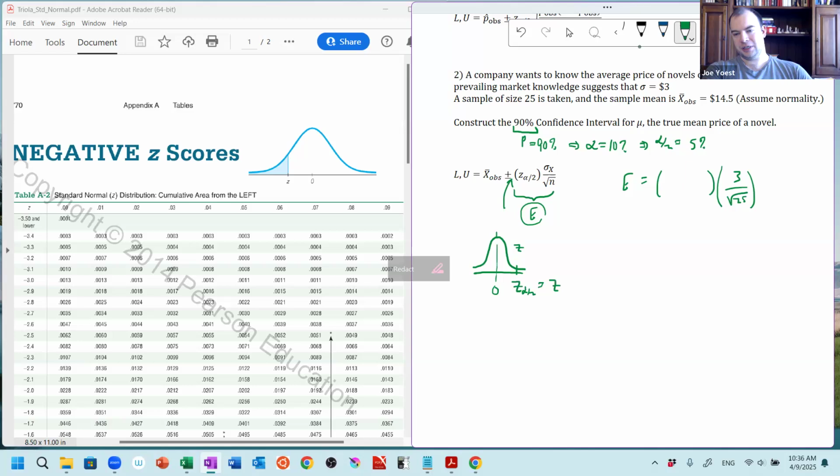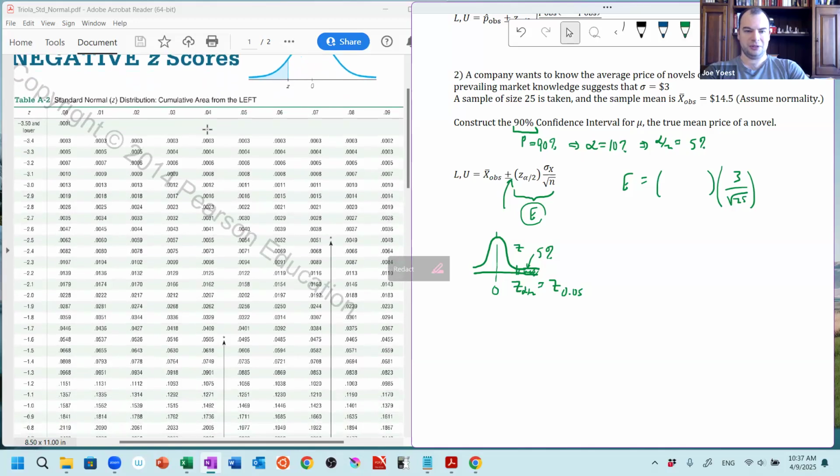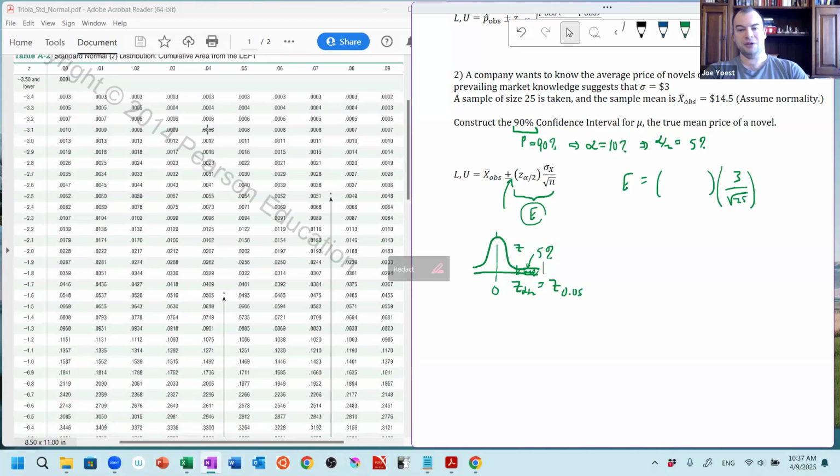Z alpha over 2, or Z 0.05, is the Z index with 5% area to the right of it. And as we said before, it's usually easier to use symmetry here, find 5% area to the left. That'll give me a negative Z index, then just switch it to a positive. So using symmetry is usually the way to go here, I think. Although if you wanted to think of this as the 95th percentile of Z, you could do that as well and use complementary events. That would work perfectly fine also.